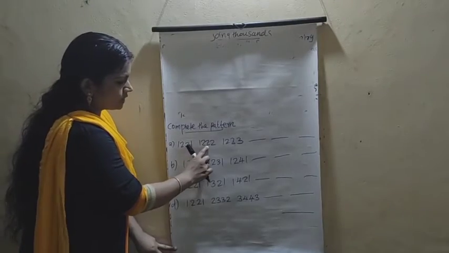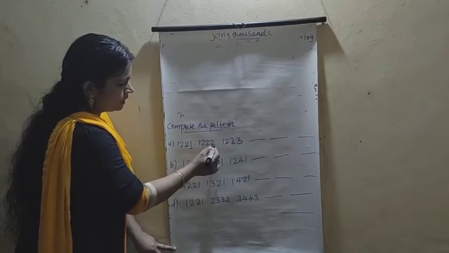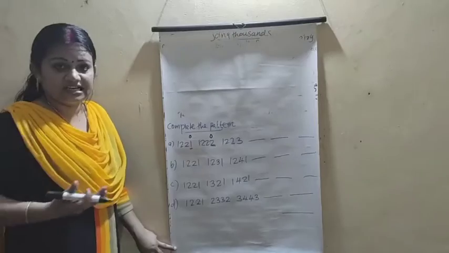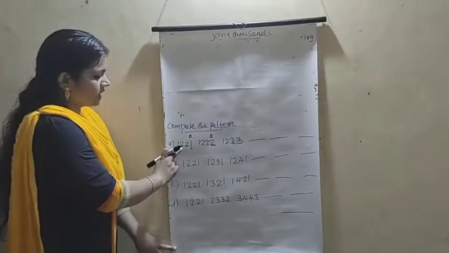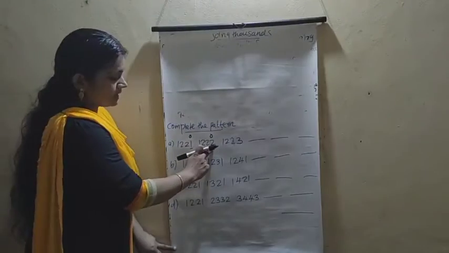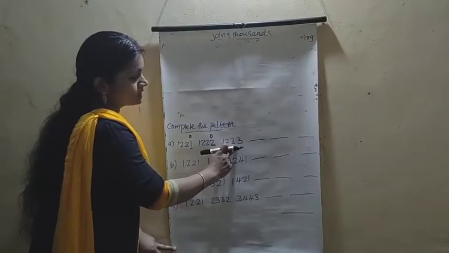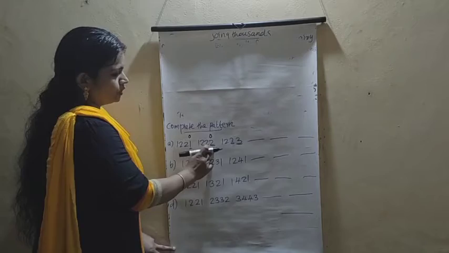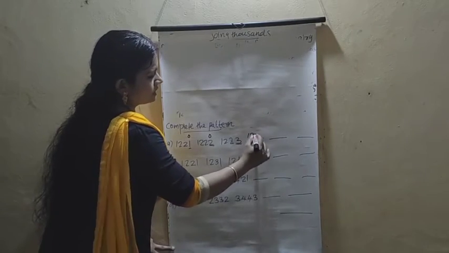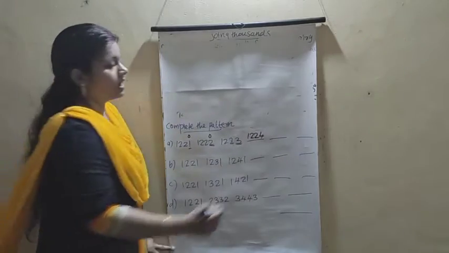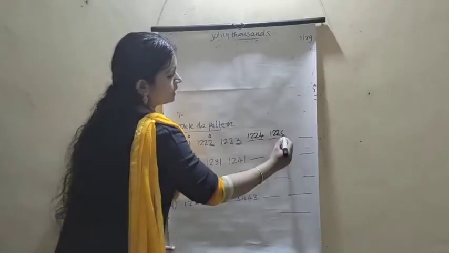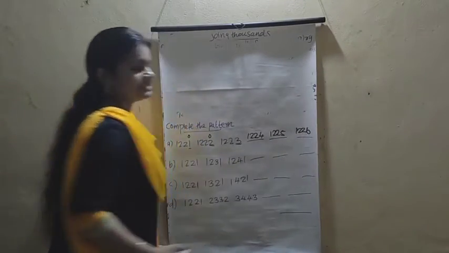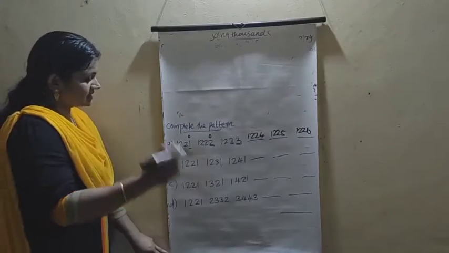First, 1,221, 1,222. This is the ones place. Which place is changed here? Ones place. 1,221, 1,222, 1,223. Then what is the next one? 1, 2, 3. What is next? 1,224, 1,225, 1,226.